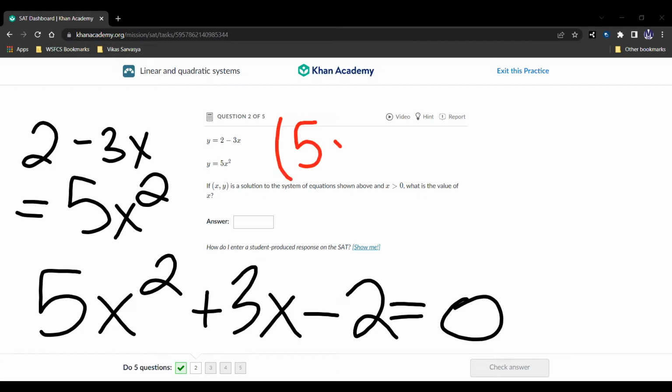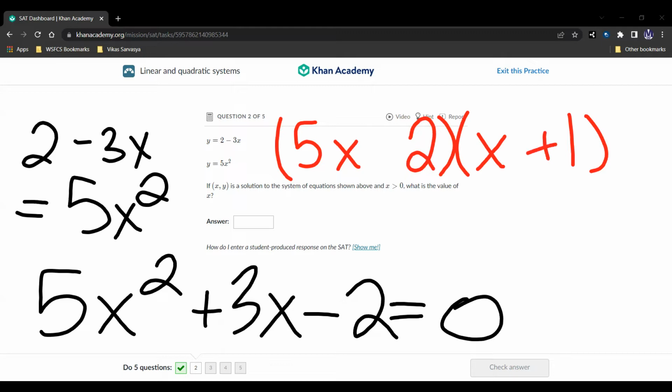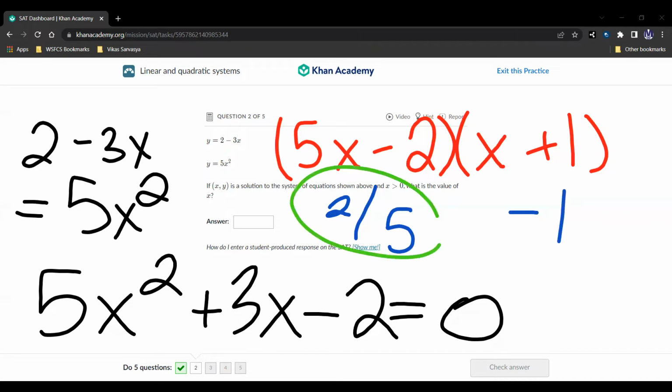We have 5x here, x here, and let's see, we can try 2 here, 1 here, plus here, negative there. And that gives us 5x squared, and then the minus 2x and the plus 5x make plus 3x, and then we have a negative 2. So that works out. That's our factors, which means that our roots here are going to be 2 fifths and negative 1, but x is greater than 0, as they told us. So our answer is going to be 2 fifths. And let's move on.